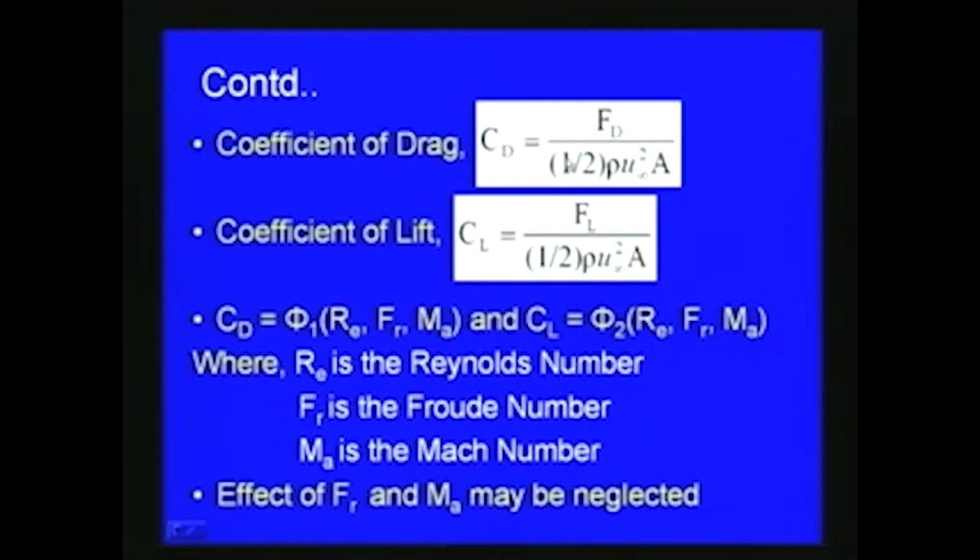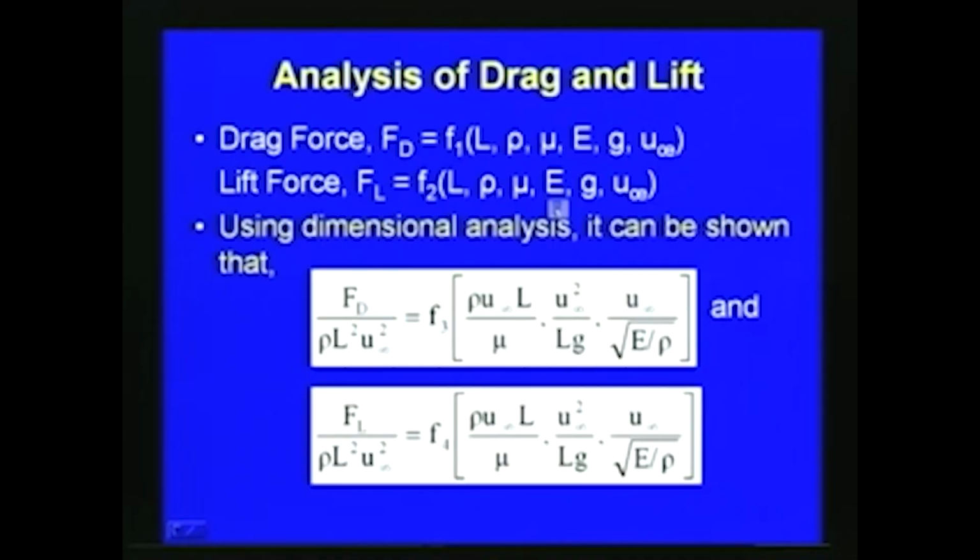So, the coefficient of drag is equal to the drag force F d divided by half rho u infinity square into A, where A is the area of the body which we consider, and u infinity is the free stream velocity. Similarly, the coefficient of lift we can write as C L is equal to the lift force F L divided by half rho u infinity square A.